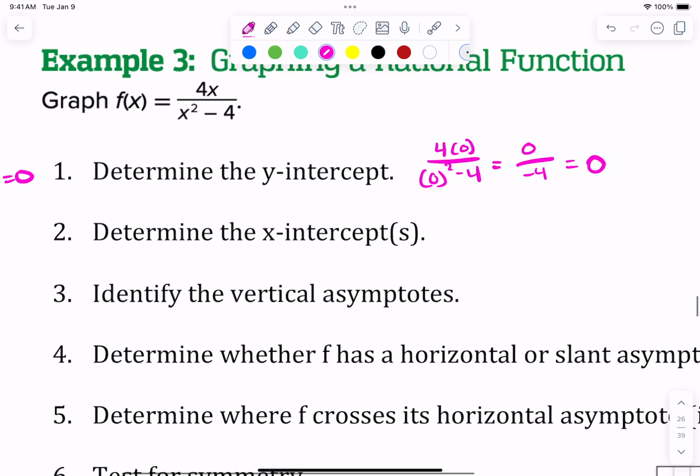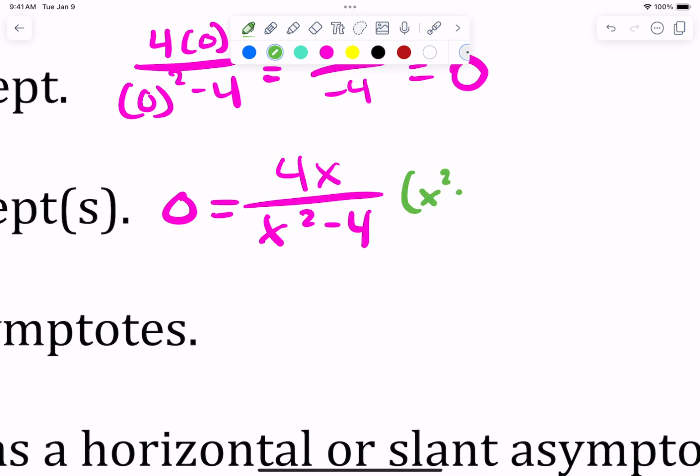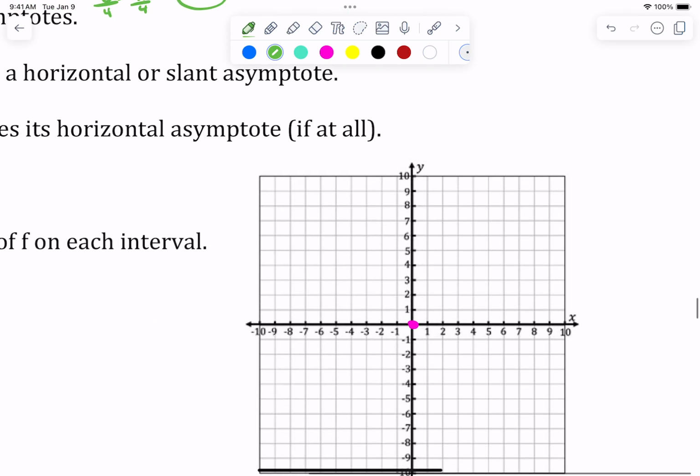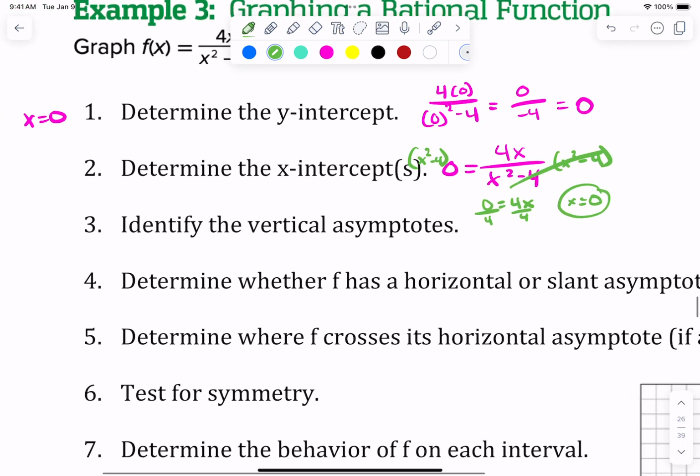My x-intercept, if I plug 0 in for y: 0 equals 4x over x squared minus 4. The first thing I do is multiply the x squared minus 4 to the other side, which is going to make him go away. 0 equals 4x, so x is 0. So my x-intercept is also 0. Because 0, 0 is an x-intercept and a y-intercept, I have 1 point right there. The origin.